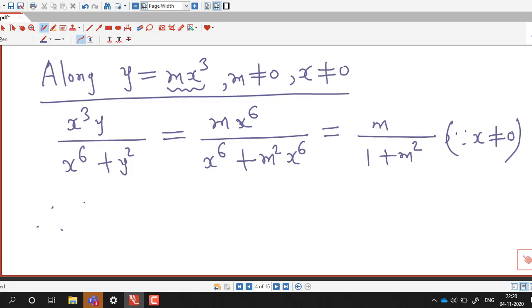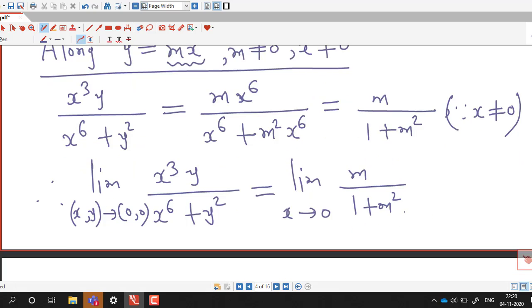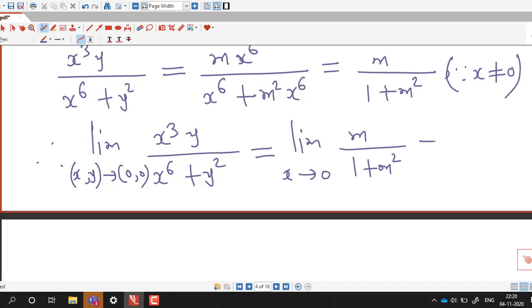So now we check limit along this path. Limit of x cube y over x raised to 6 plus y square, as (x, y) approaches (0, 0). This is equal to limit x tends to 0 of m over 1 plus m square, and this is independent of x, so limit is m over 1 plus m square.